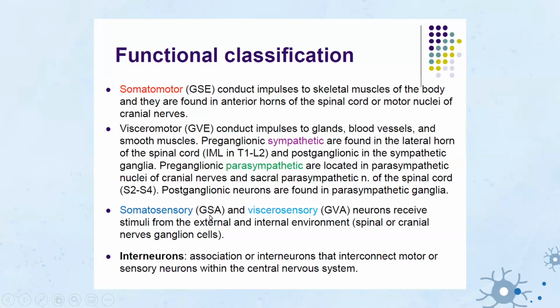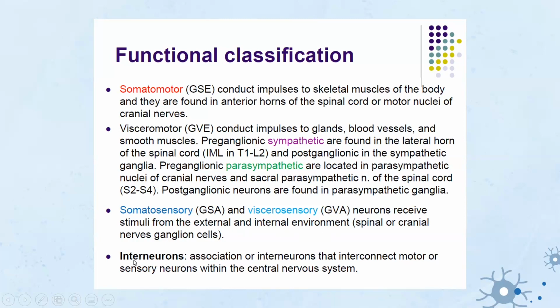So somatic means, as we said, to the skeletal muscles. These GSA neurons take the impulses or the information from the skin or the skeletal muscles to the CNS. Viscerosensory or GVA neurons receive the impulses from the organs of the body. Both of these neurons receive stimuli from the external and internal environment.